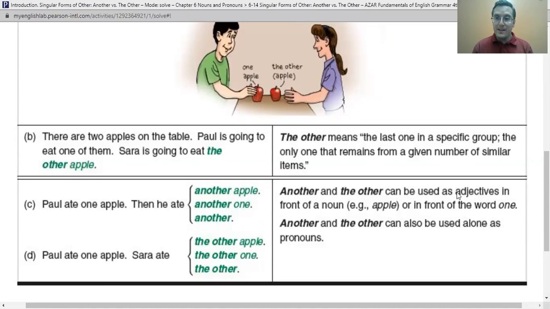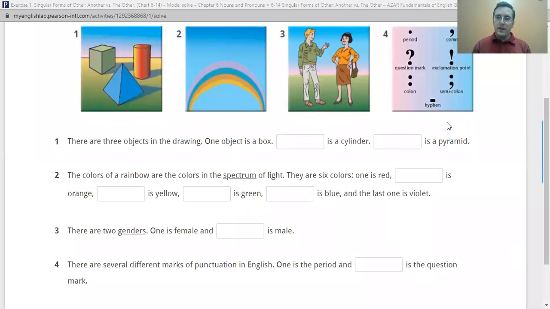Let's do some practice with another, the other. All right, here we're going to look at 4 pictures, and we're going to talk about the items in the picture. Okay, in picture number 1, we have 3 objects, 3 shapes. There are 3 objects in the drawing. One object is a box. Now we have 2 other objects, right? So I will say one other object or another is a cylinder.